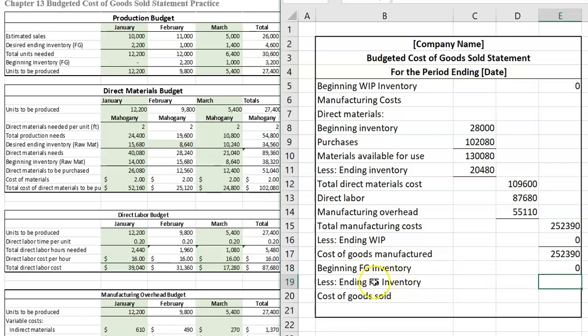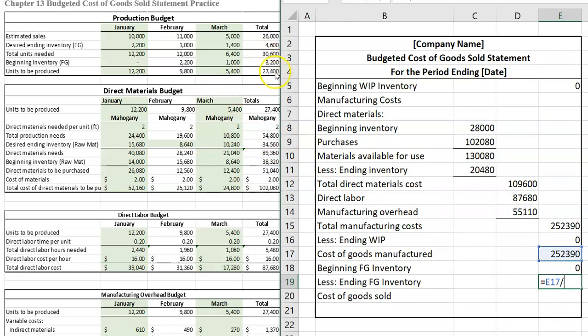Our last step here is to find our ending finished goods inventory. If we go again to our production budget, we see that at the end of March we had ending finished goods of 1,400 units. That's an issue, because it has to be in dollars. So we need to find the cost of these units. Our first step is to find the manufacturing cost per unit. I know the total amount that I spent on manufacturing my goods, and I know how many units I produced with that.